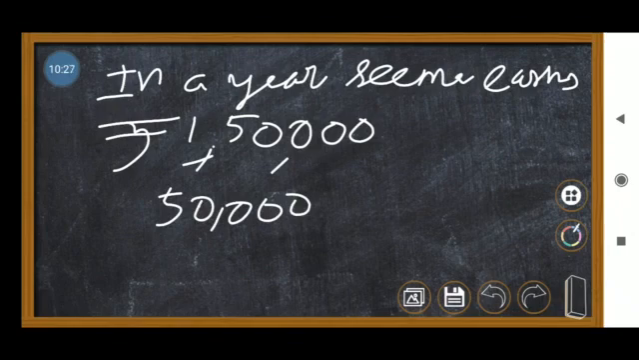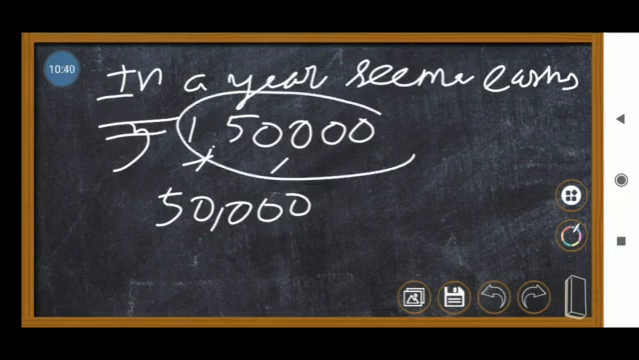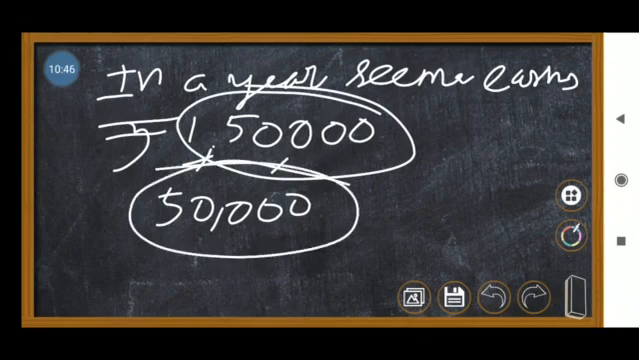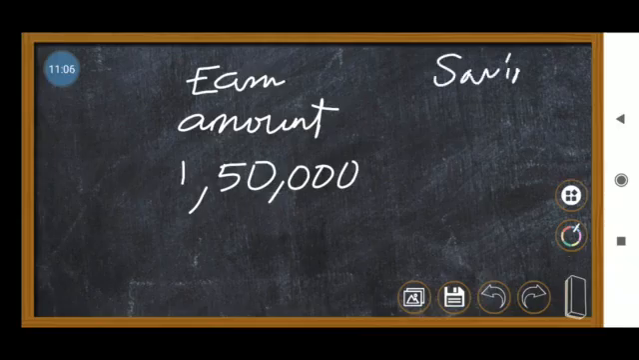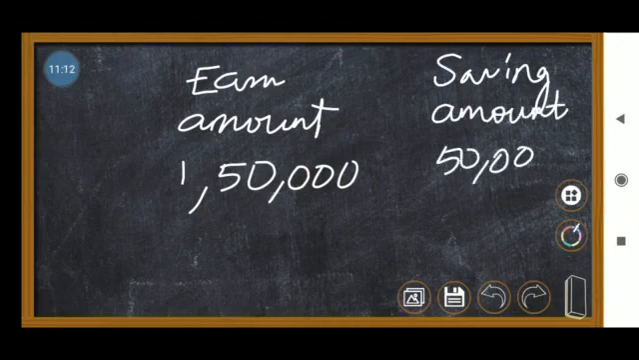First one, they asked the money that Seema earns to the money she saves. Seema's earned amount is 1,50,000, to the money she saves. The saved amount is 50,000. So we have to look at how to find that ratio. First, the earned amount, here I will write 1,50,000, and the saving amount, here I will write 50,000.